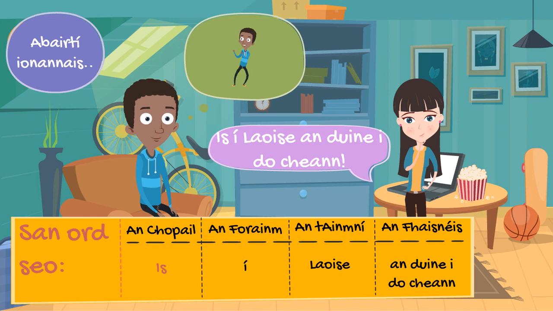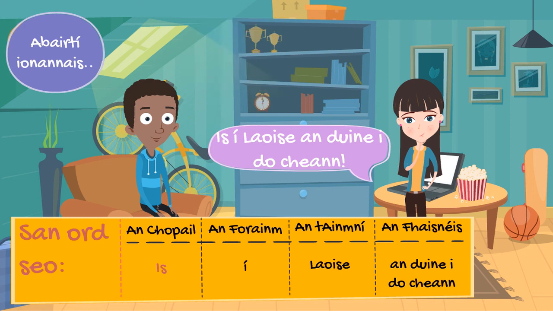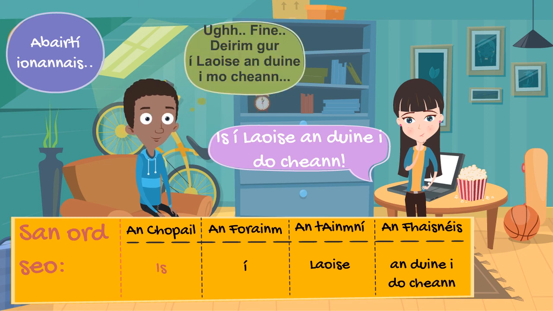Similarly, we use the indirect form if a verb, such as dar, is at the beginning of the sentence. For example, Deirim gurb í Lise an duine i mo cheann.